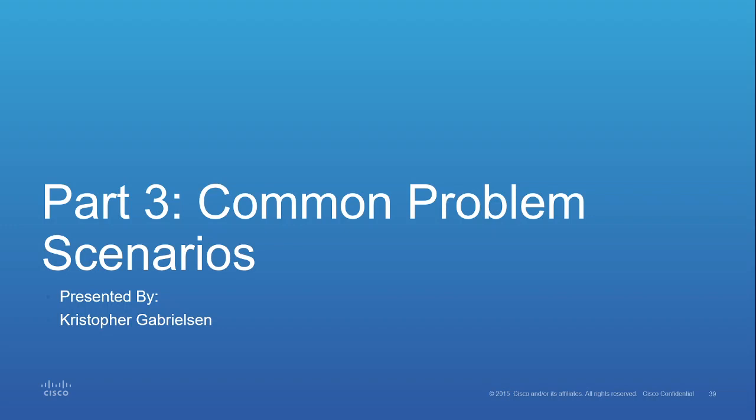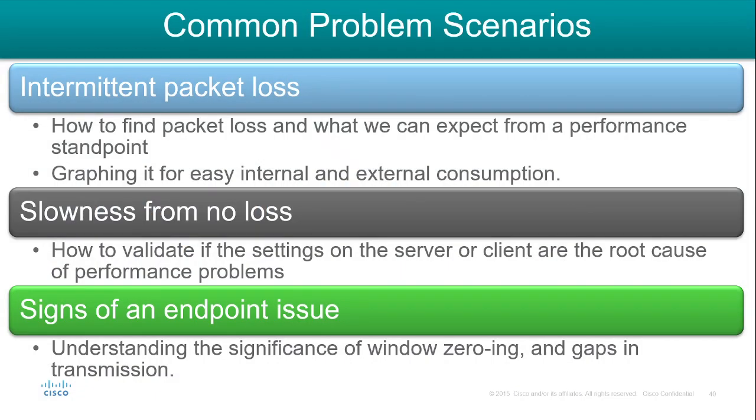My name is Chris Gabrielson, and this is the start of part 3, the common problem scenarios. Within this part, I've put together a few examples to demonstrate some of the more common problems that I see in the field. Specifically, we're going to start off with some intermittent packet loss examples. With this, I've got an actual use case of a customer who had just a relatively small amount of packet loss, but that small loss had a very big impact on the total performance of their session. I'm going to take you through some of the steps that I went through to make that analysis so that hopefully you could do the same thing on your end.